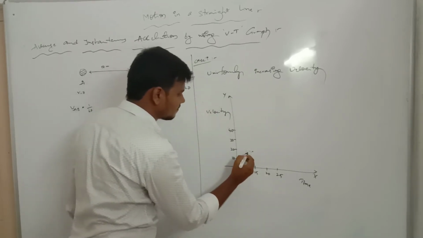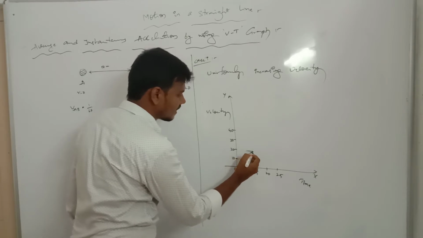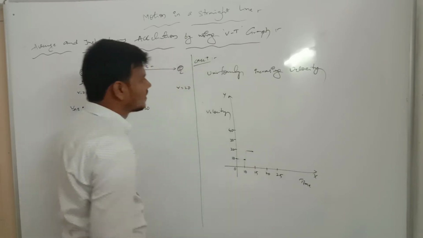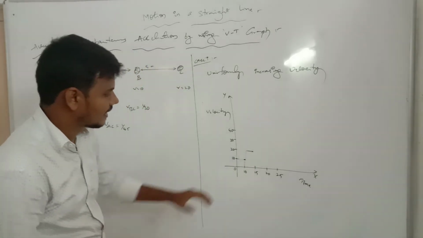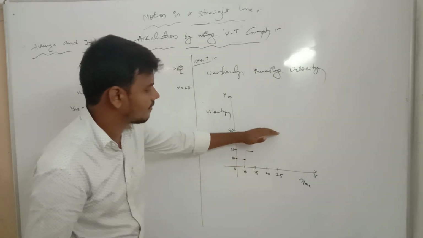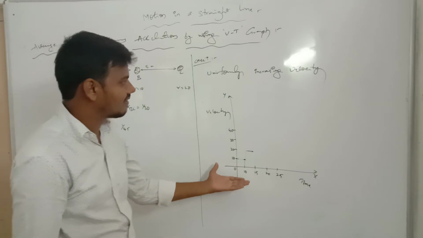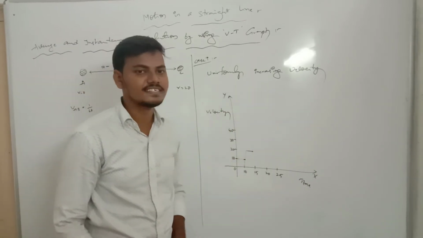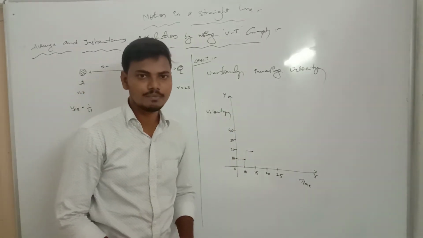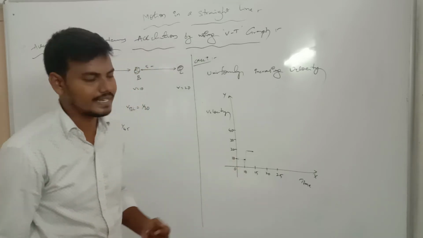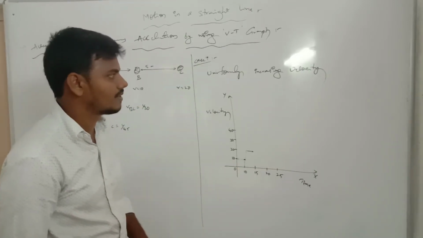Now this one. Clearly we observed this is the uniformly increasing term. The length will be increasing 20, 30, 40, 50, 60 toward infinity. The positions will always be increasing. Uniformly means changing the position. Changing or increasing the position is taken as uniformly increasing velocity.